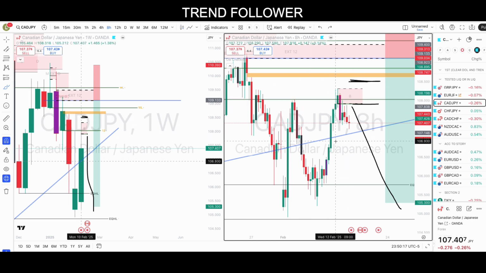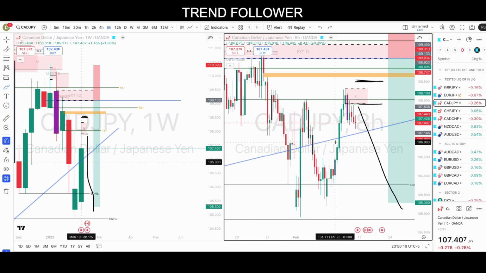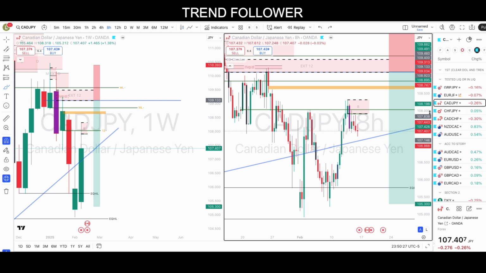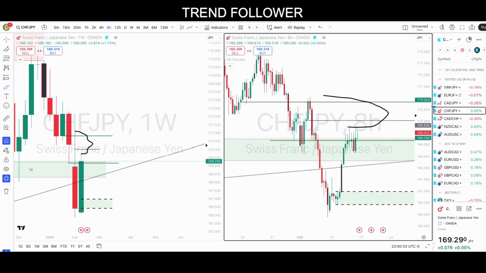So that's CAD JPY. But why is CAD JPY not the first priority? Because CAD has been showing strength. There has not been any sign of weakness till now. And why trade those kinds of names, right? So I think Euro JPY and GBP JPY are still better. That's my point of view on JPY, Euro JPY and GBP JPY.